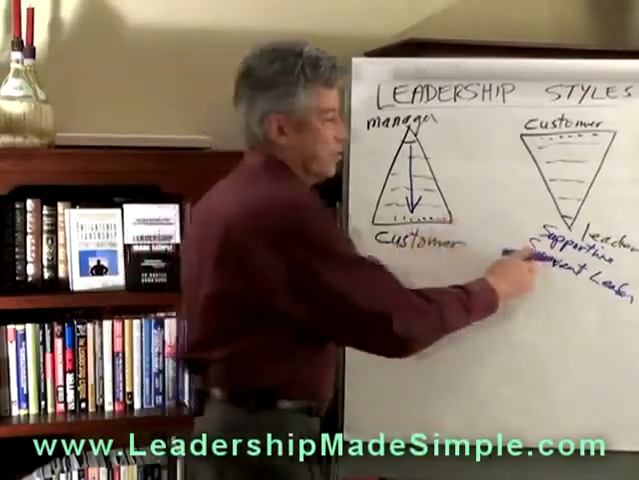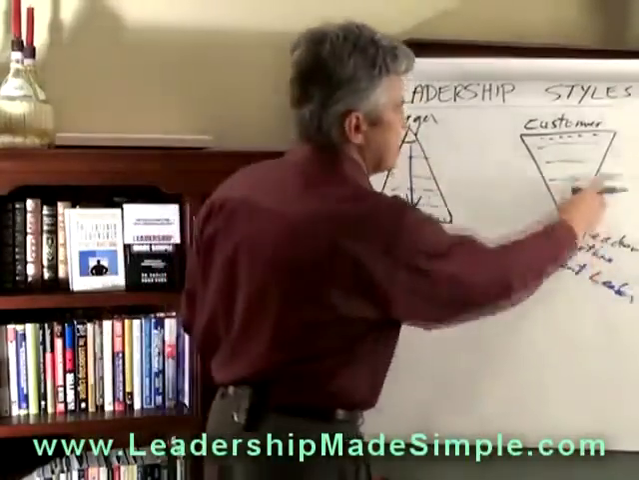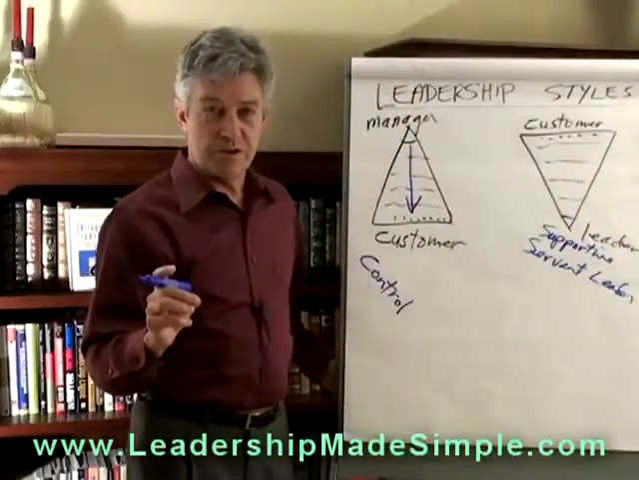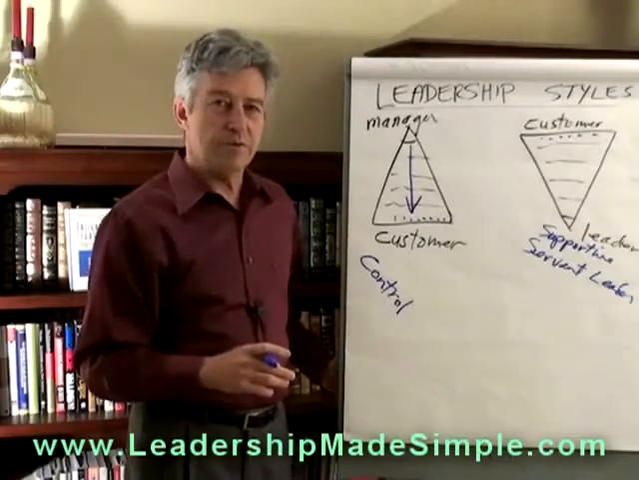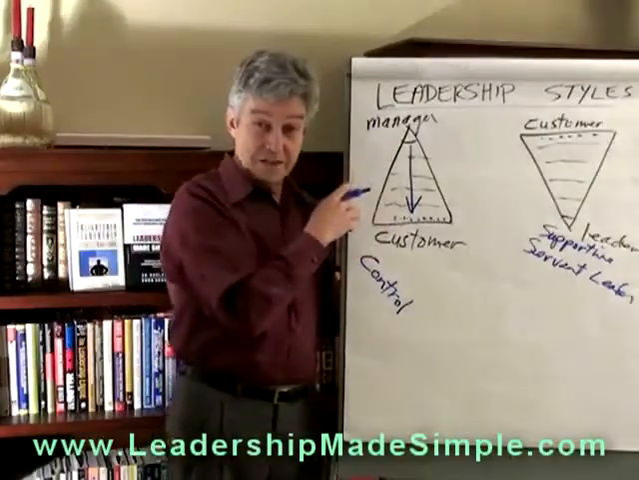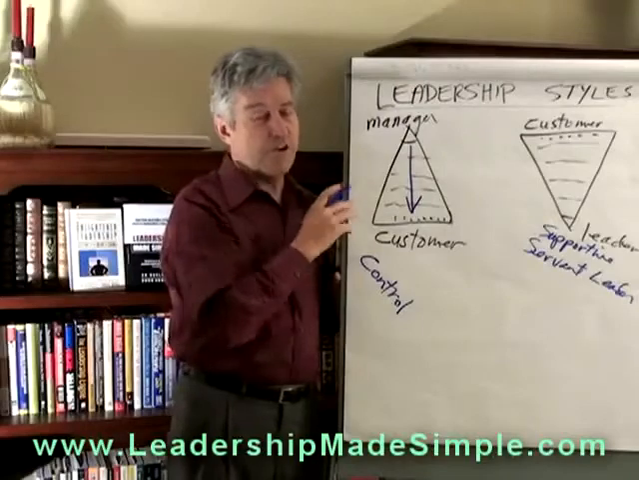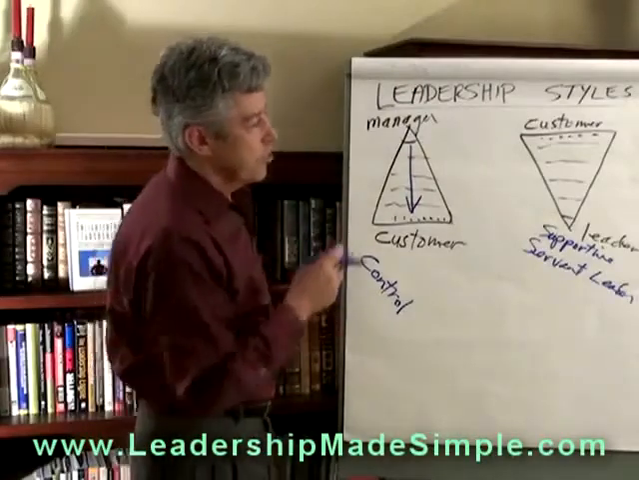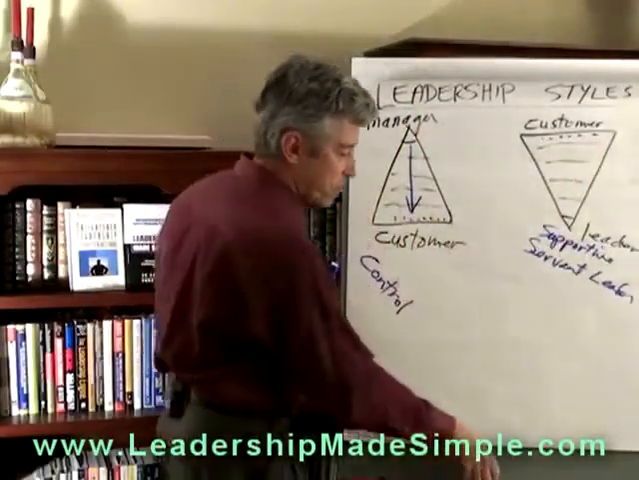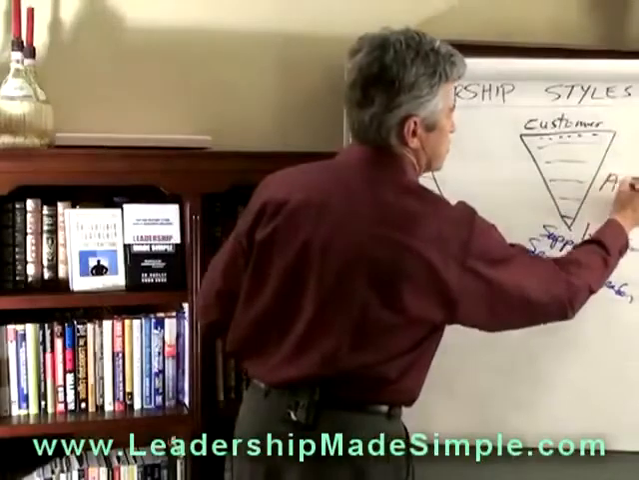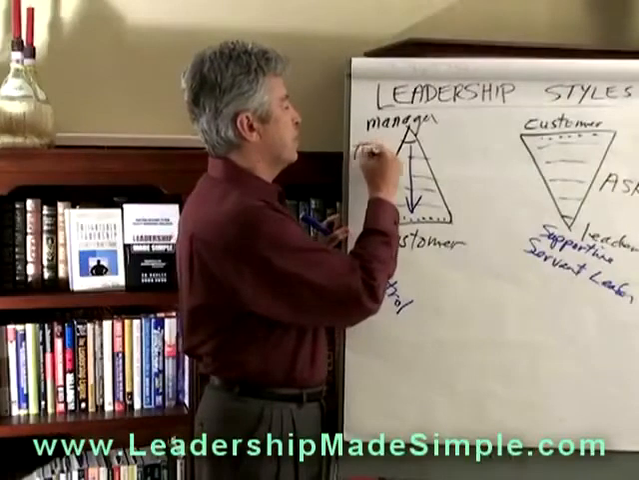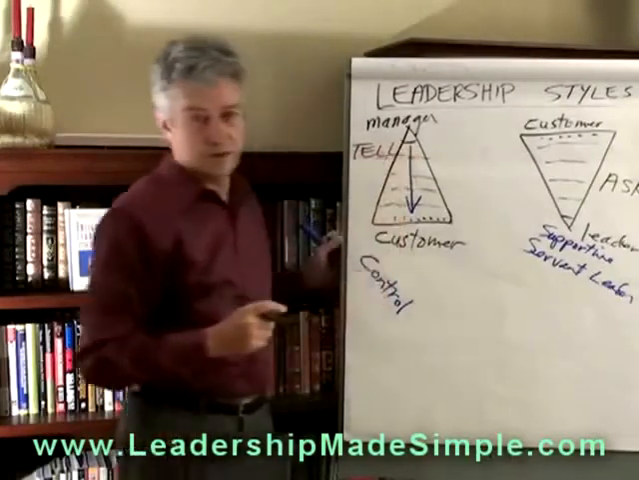So the servant leader is asking the people, what can I do for you to help you do a more effective job? The manager is saying, what can you do for me today? Very significant difference. So in a real sense, this leader is coming more from an ask-questions mode, and this manager model is coming from a much more tell-oriented mode.